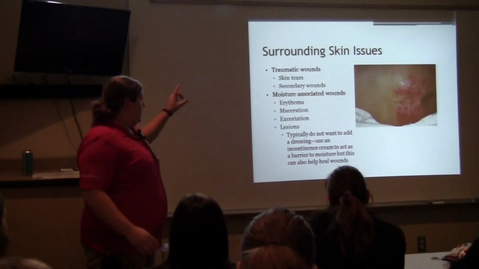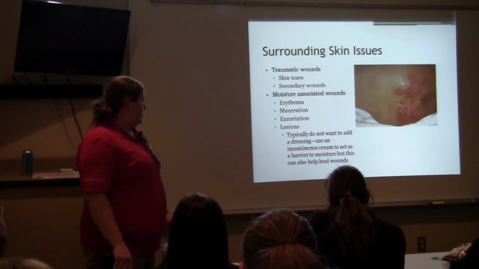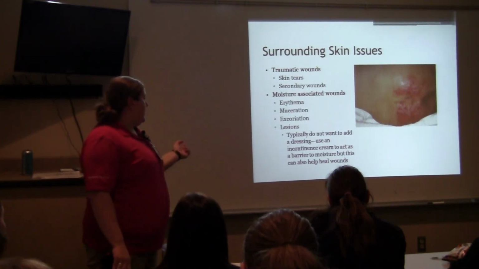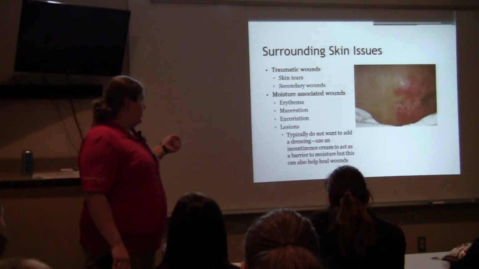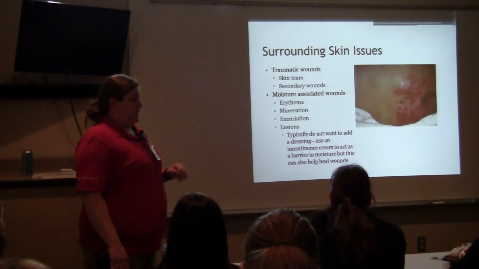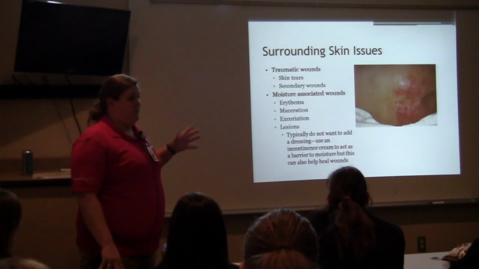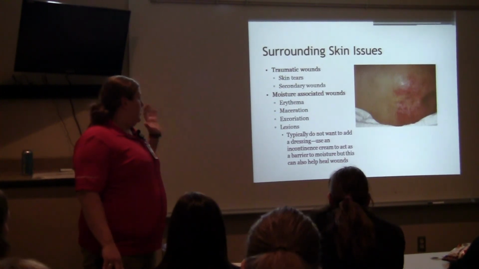The big thing that we usually see very commonly with our elderly and incontinent patients are moisture associated wounds. You can see that redness, you see some maceration, excoriation, some lesions. Usually looks like really bad diaper rash or the skin's been ripped away. Typically, until this turns into a deeper wound, we don't want to dress this wound.